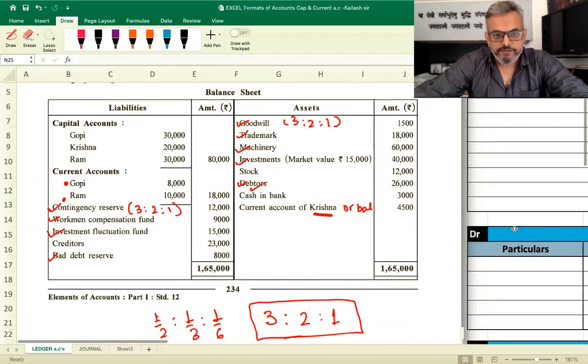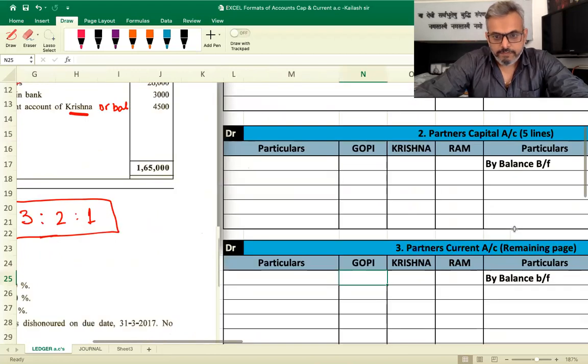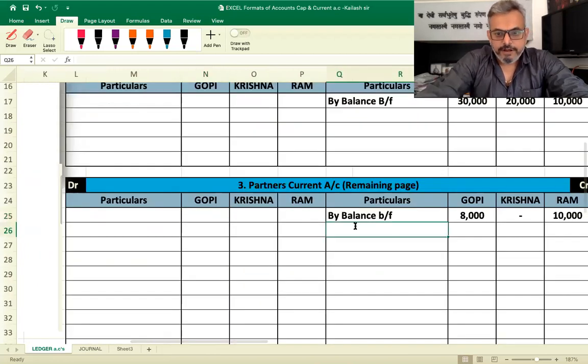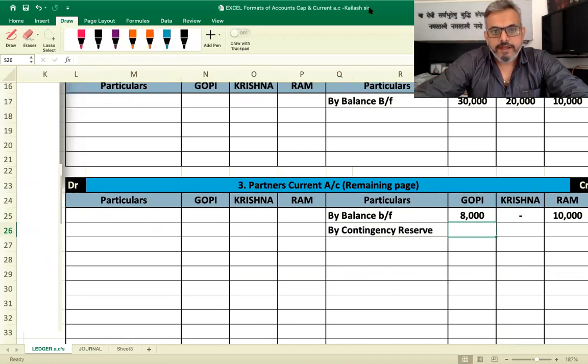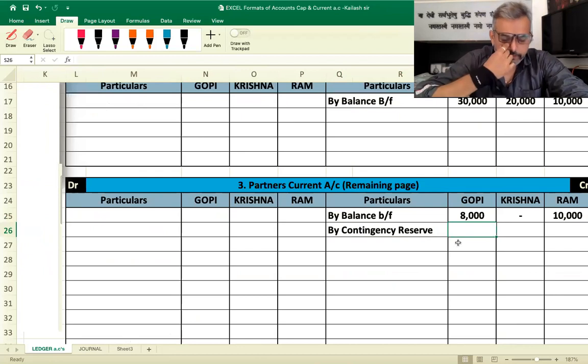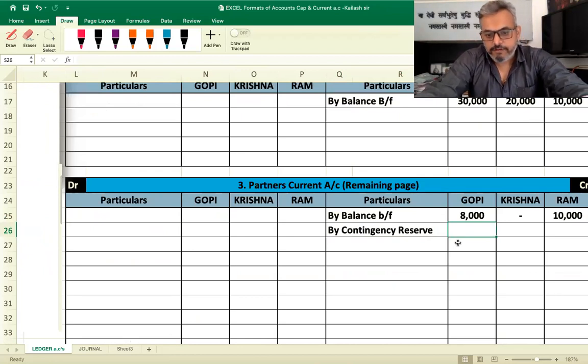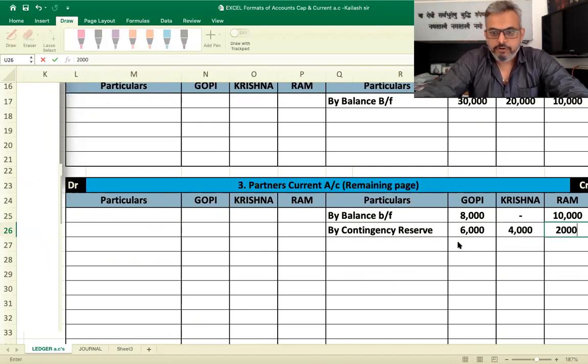Next. Contingency reserve 3:2:1. Partners current account by contingency reserve 12,000. So 12,000 3:2:1. So 6,000, 4,000, 2,000.